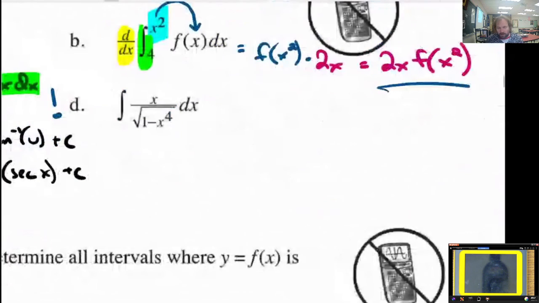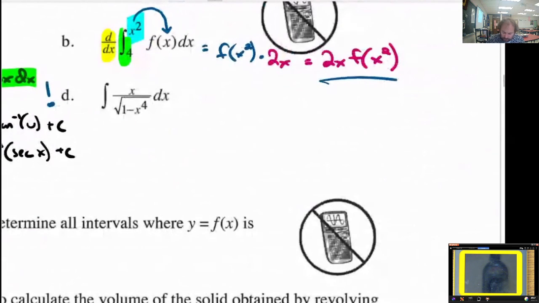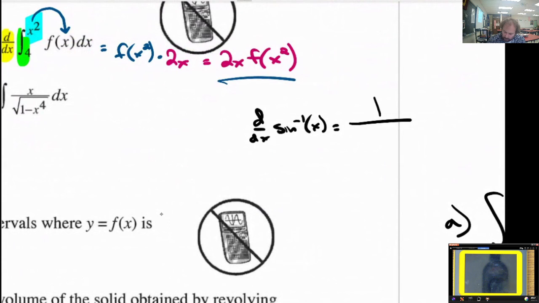Similarly, question D also requires you to recognize one of our fun inverse trig formulas, and on top of that, it's got some other stuff going on. You just have to kind of know this to do this problem. This is why I don't like this. You have to kind of know that d/dx of the sine inverse of x is equal to 1 over the square root of 1 minus x squared. Now, we don't quite have that going on here.